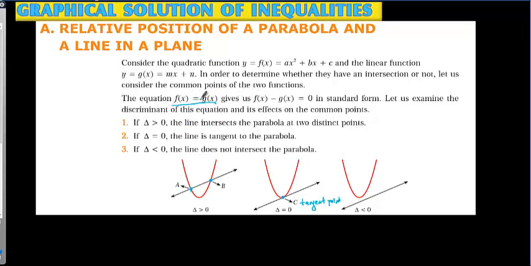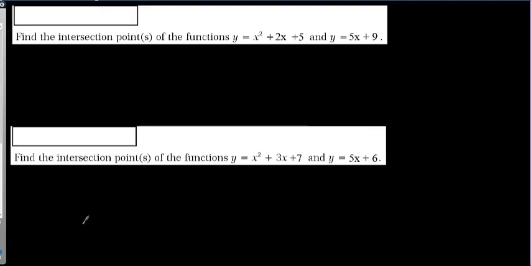When you say f(x) is equal to g(x), then you are going to get a quadratic equation. For this quadratic equation, of course, we are going to find delta. If delta is greater than 0, it means that you have two intersection points. If delta is equal to 0, the line is tangent. If delta is less than 0, the line does not intersect the parabola. Okay, let's solve some questions and try to understand better.